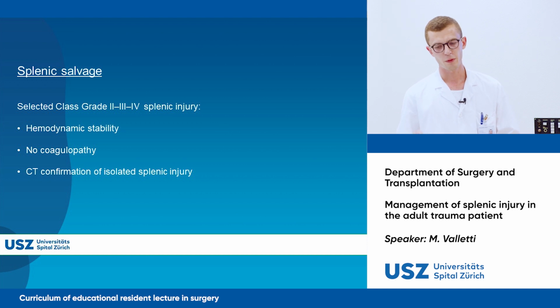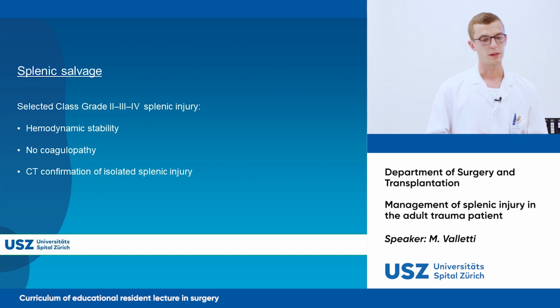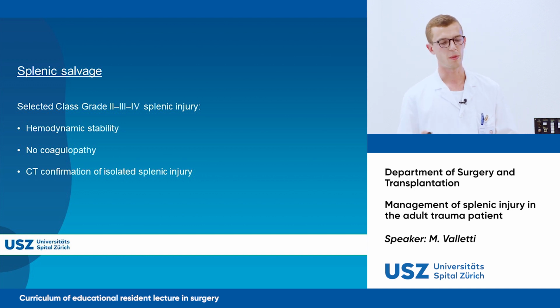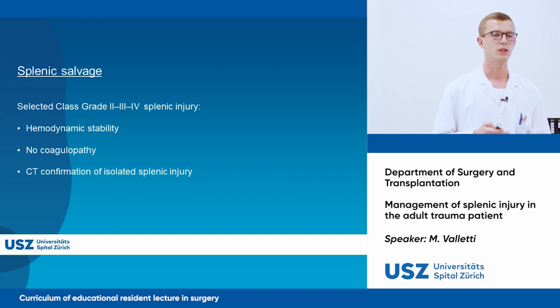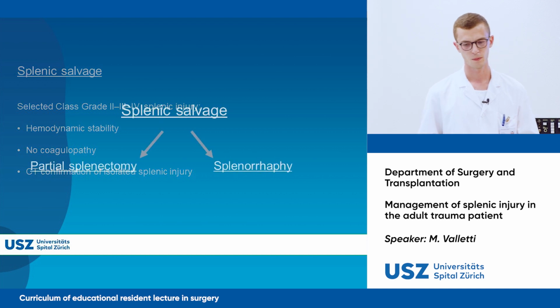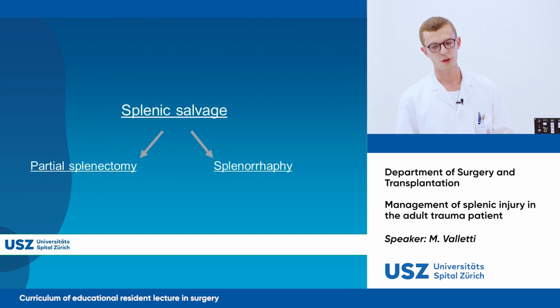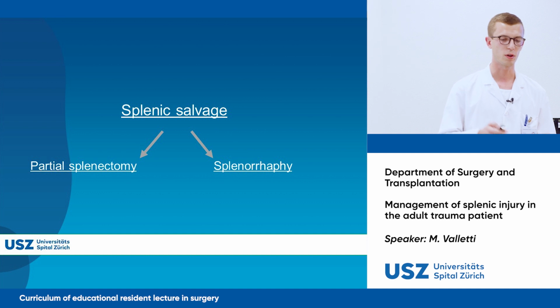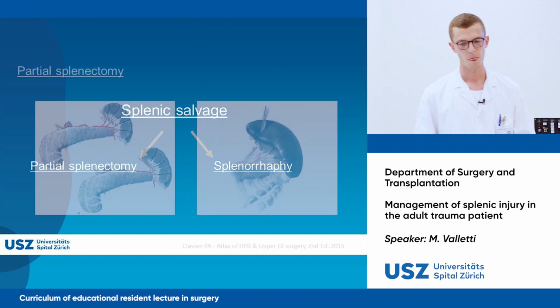Splenic salvage can be performed in a selected class of patient with grade 2 to 4 injury and hemodynamic stability, no coagulopathy, and CT confirmation of an isolated splenic injury. If we go for splenic salvage, there are two main techniques. We can perform a partial splenectomy or a splenorrhaphy.